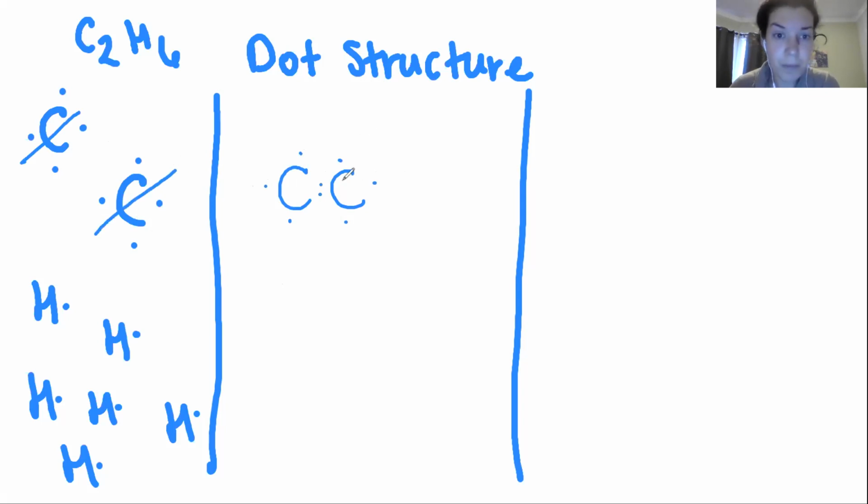Over here, I'm showing that they are sharing this pair of electrons. This is a bond right here. So they're going to overlap these electrons to form a bond. Okay. Nice. So I've set up my carbons. Now I've got to fill in my hydrogens.